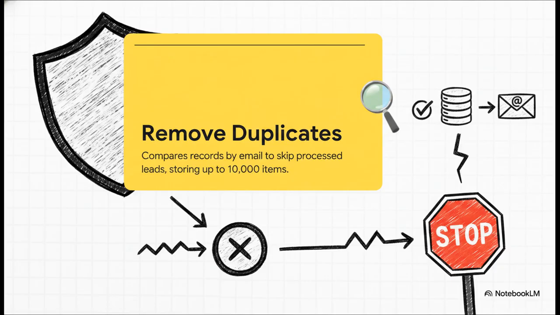So, the crucial point is that to protect your system, we have to implement a shield. Enter the Remove Duplicates node. Placed before the API enrichment even begins, it compares incoming records by email address, completely skipping already processed leads by storing up to 10,000 historical items. It literally stops waste dead in its tracks.